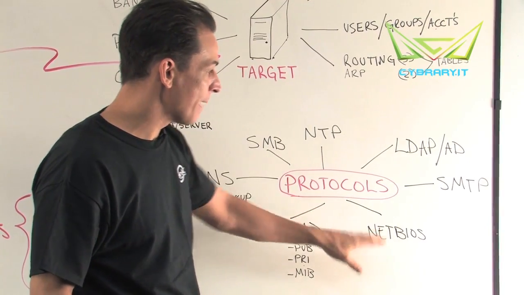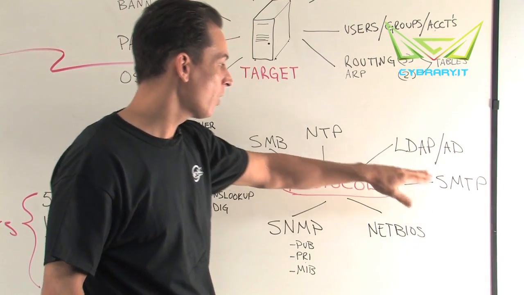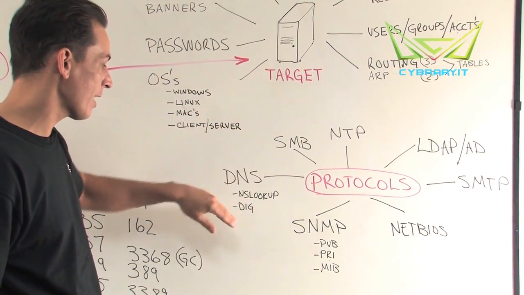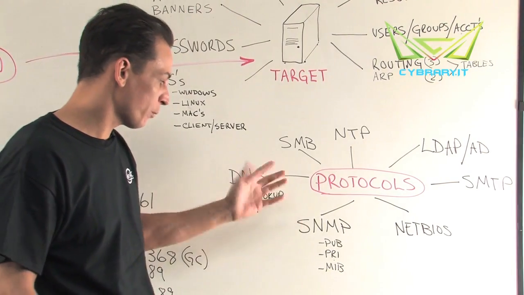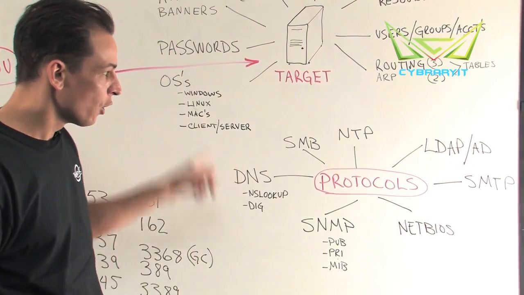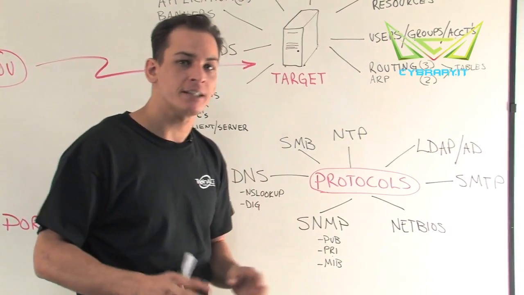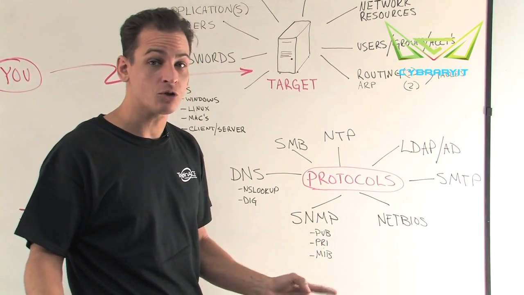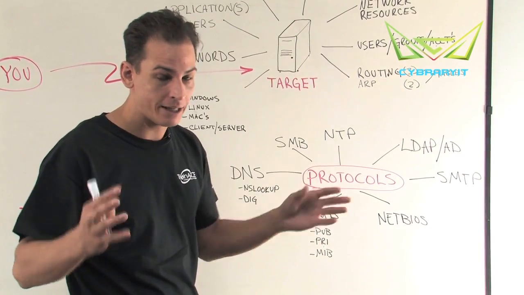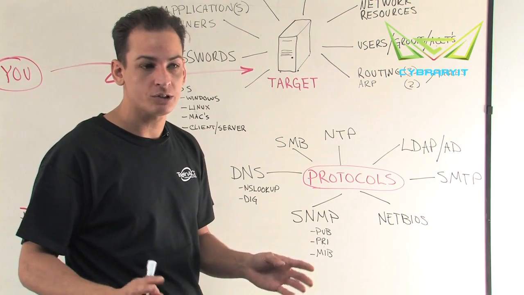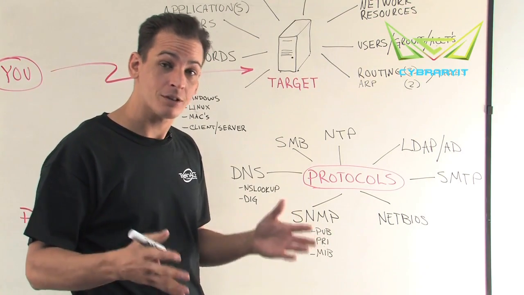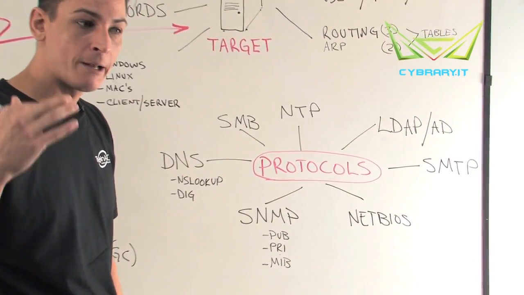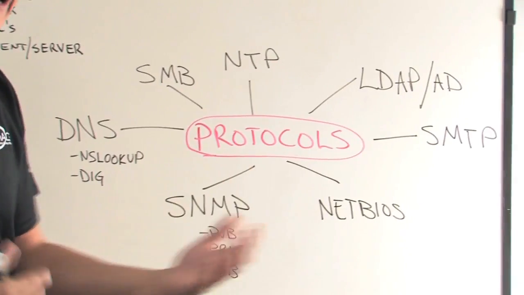Let's just do the whole thing first: NetBIOS, Simple Mail Transfer Protocol, LDAP or Active Directory, Network Time Protocol, Server Message Block, DNS, and Simple Network Management Protocol. All of these together are the basics here. Now remember, how many ports are there? We have up to 65,000 ports to which we can connect. That's a lot of services. But the 80-20 rule tells us that only a handful of them are going to give us the most information. So this is where we start, because these tend to be the most rewarding in terms of time versus effort.